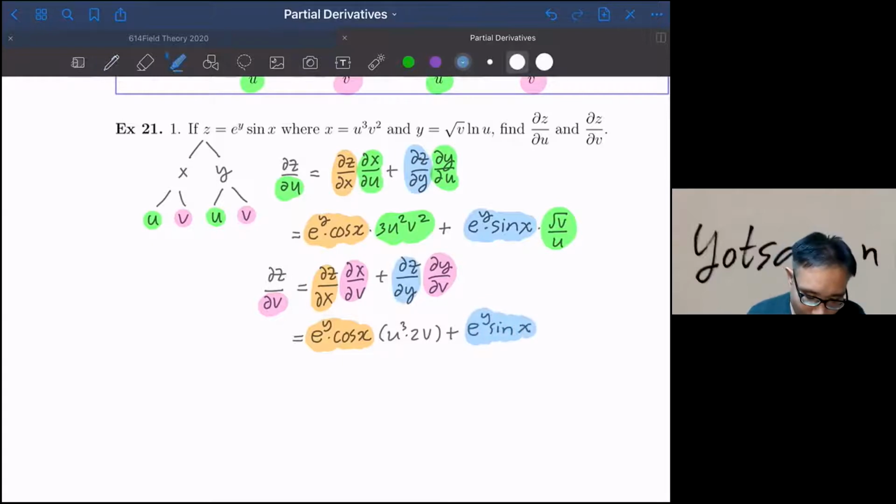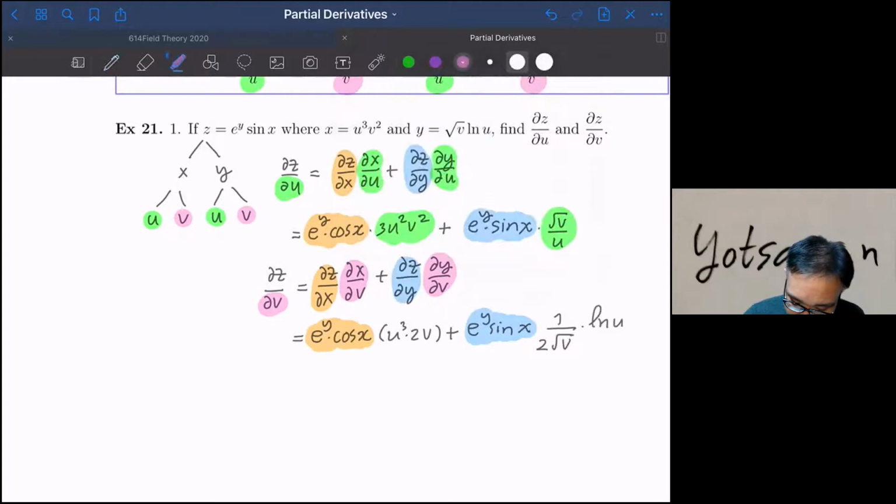Okay, and you have dy dv. So you differentiate this guy with respect to v, so log u is constant, and the derivative of root v is 1 over 2 root v. So for this one, it's going to be 1 over 2 root v. Okay, and you have log u.